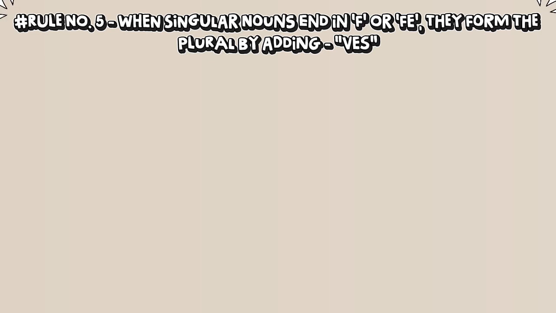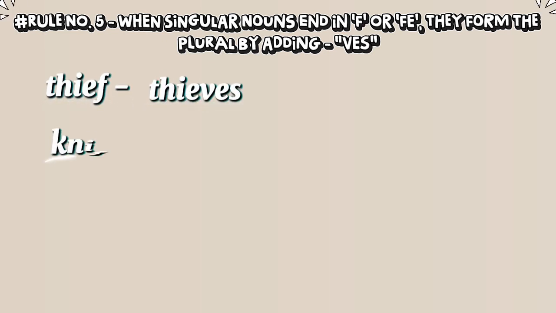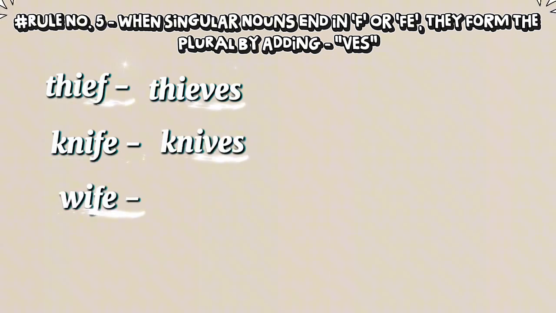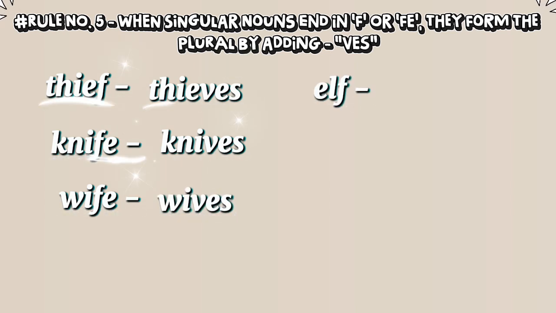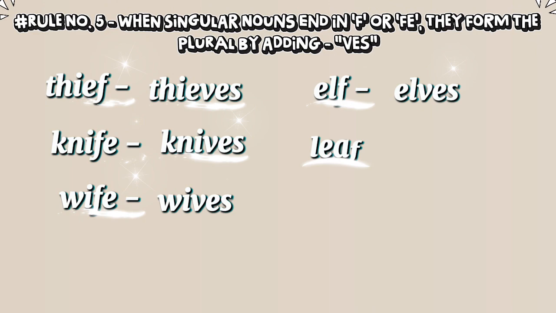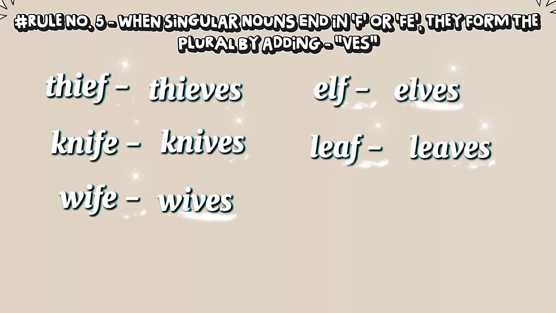Let's hear from you this time. Let's have the examples. Thief, thieves. Knife, knives. Wife, come on. Yes, wives. Elf, elves. Leaf, leaves. Amazing. Just 3 more rules to go.